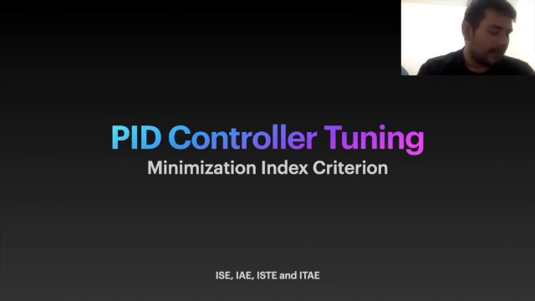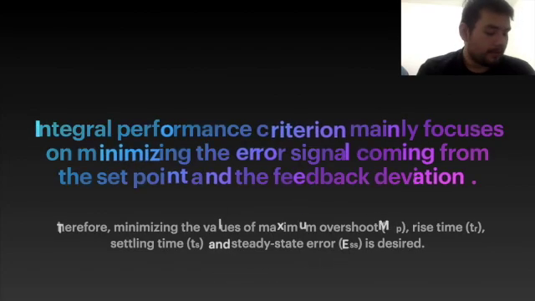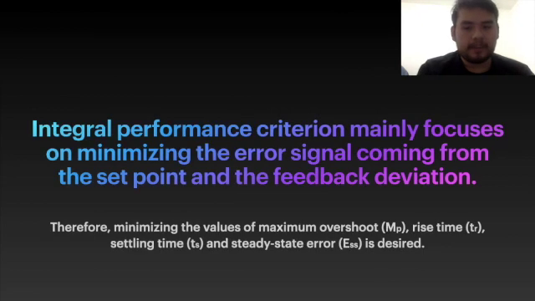So continuing to explain the controller tuning, we now pass to the minimization index criterion. We have the ISE, IAE, ITSE, and ITAE. The integral performance criterion mainly focuses on minimizing the error signal between the set point and the feedback. The desired goal of these processes is minimizing the maximum overshoot, rise time, settling time, and the steady state error.